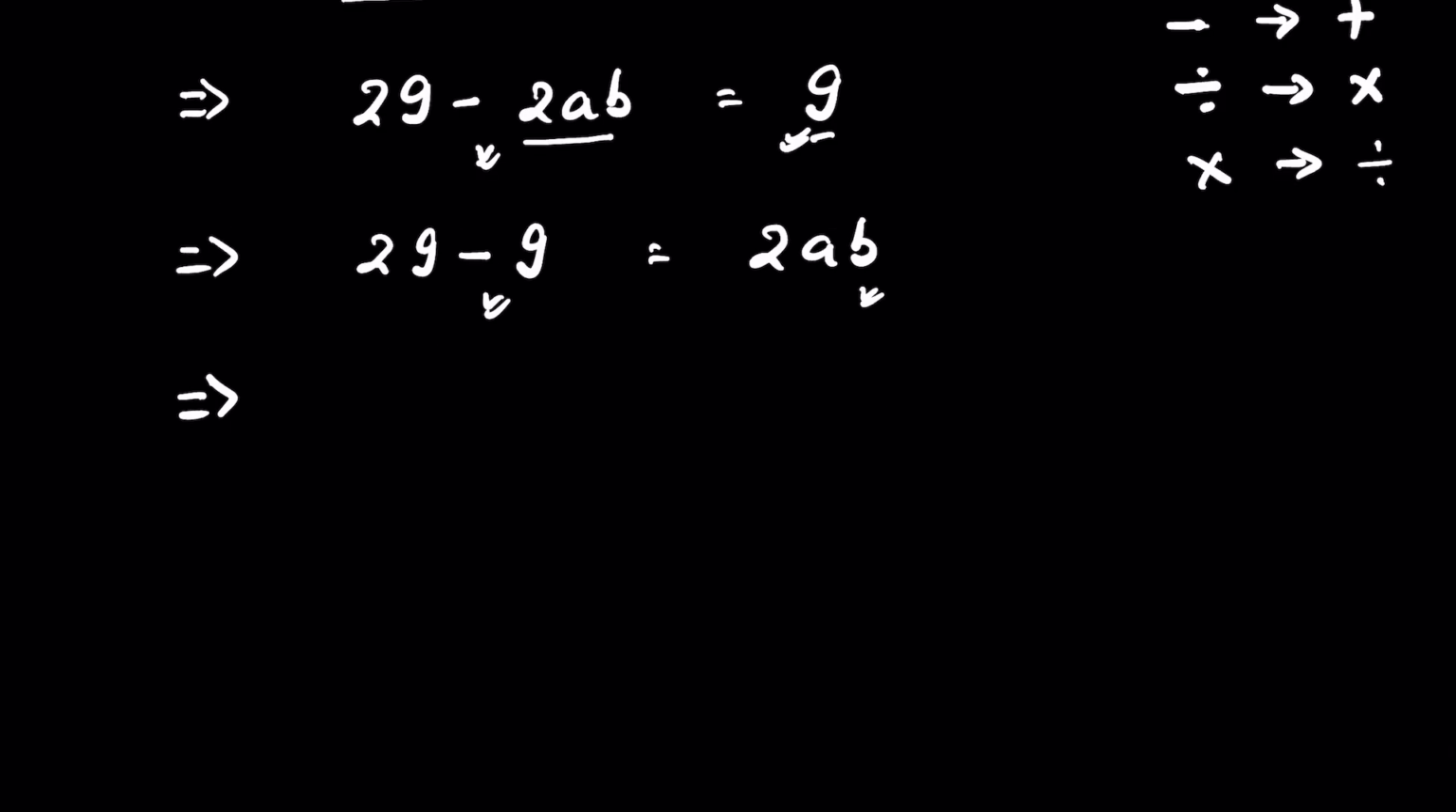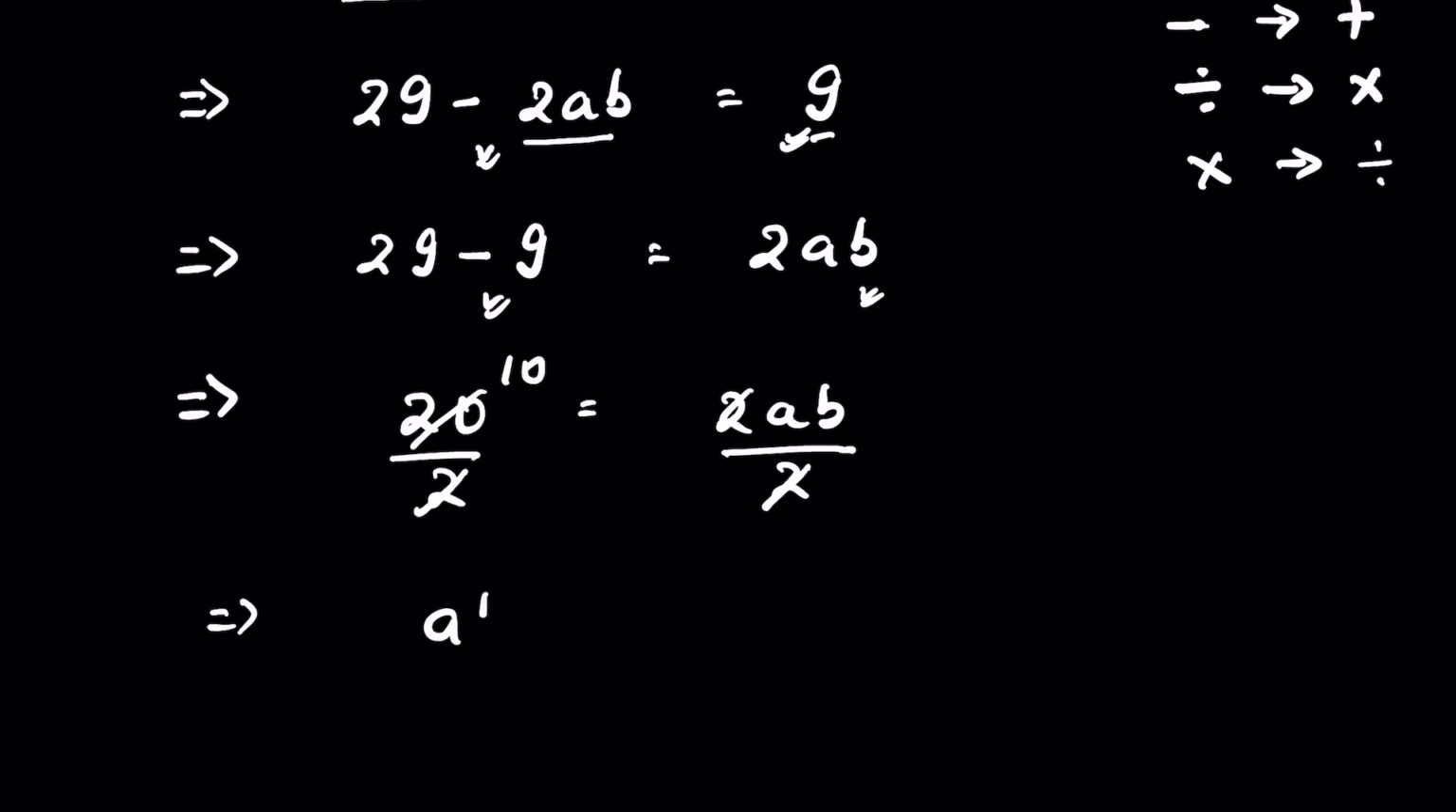Now 29 minus 9 is 20, is equal to 2ab. Now let's divide both the sides by 2 to remove 2 from the right hand side. So this 2 and this 2 get cancelled. 2 times 10 is 20. So ab is equal to 10. This is our answer. So this is how you solve basic algebra questions.